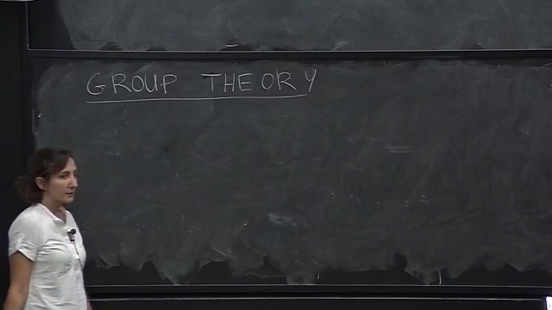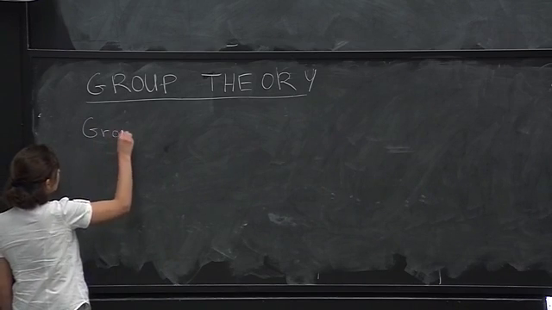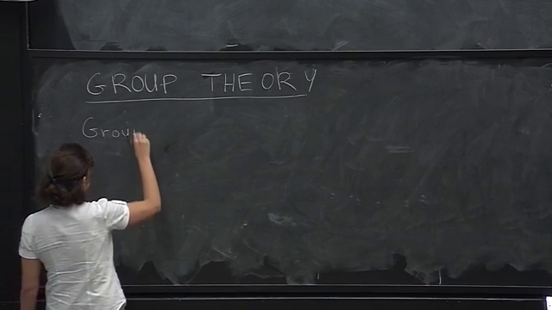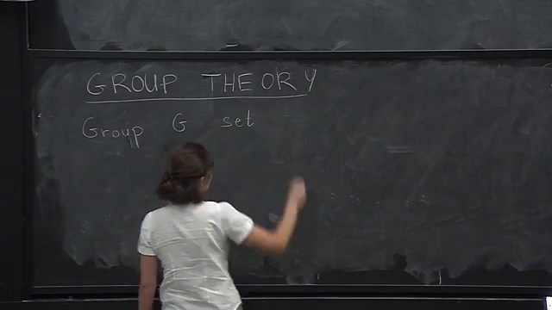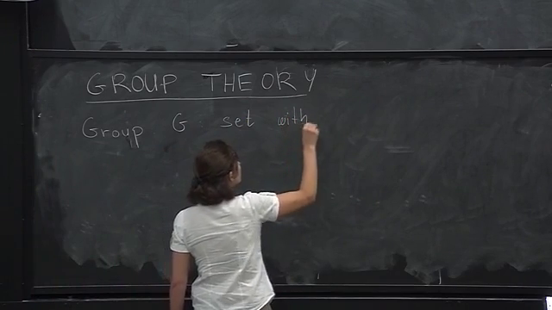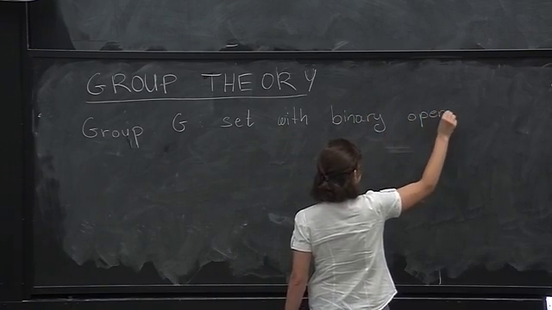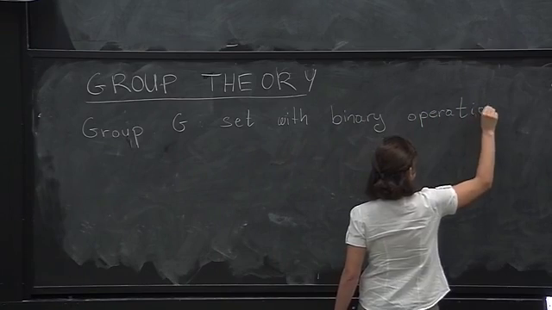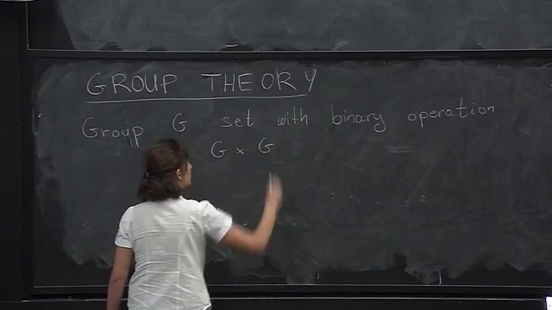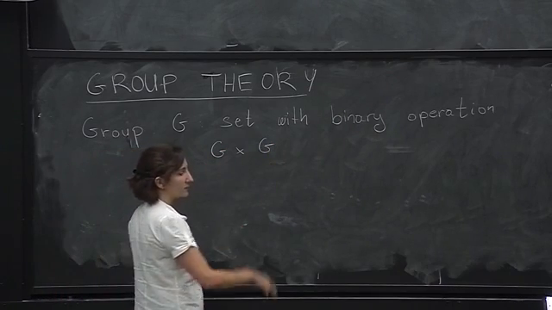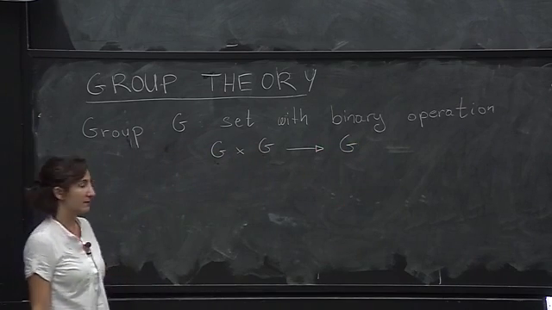Okay, so let me start with the abstract definition of a group. So what is a group? Let's call it G. It's a set along with some binary operation that takes us back to the group. So we have some operation that takes us from G times G back to the group itself.